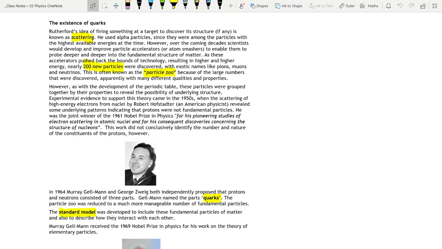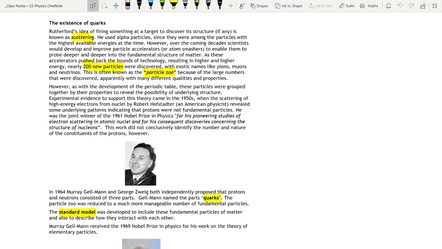Okay, so we know that Rutherford bombarded alpha particles at gold foil and saw what happened afterwards. The same kind of thing was used to discover what's inside protons and neutrons. Rutherford was looking at what's inside an atom, but then we wanted to look at what's inside the little particles inside an atom. It was a similar kind of experiment called scattering. Rutherford used alpha particles because they were the particles with the highest available energies at the time. However, over the decades, scientists would develop and improve particle accelerators, which we've done already, or atom smashers, to enable them to probe deeper and deeper into the fundamental structure of matter.